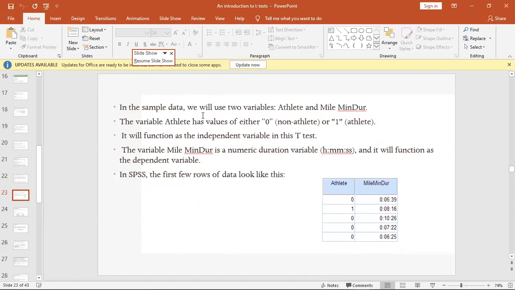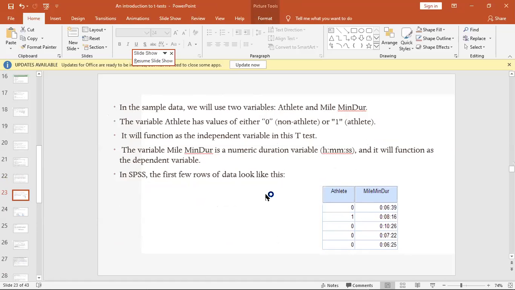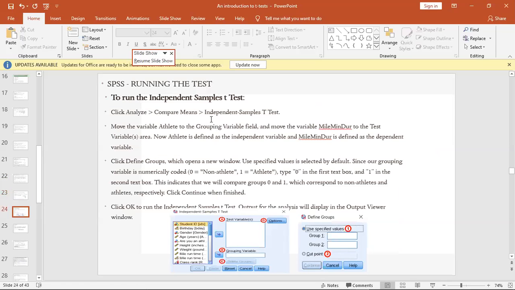And there are three variables in the sample data; we will use two variables. The first one is athlete type, and the other is the running time. Non-athletes we code as 0, athletes we code as 1. And then there is the running time. So we enter it this way into SPSS, right? After that, you have to run the test.